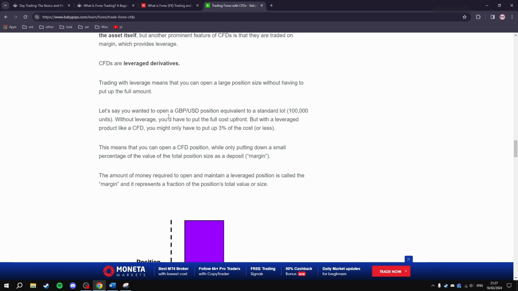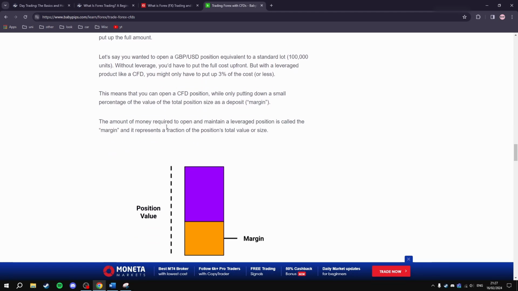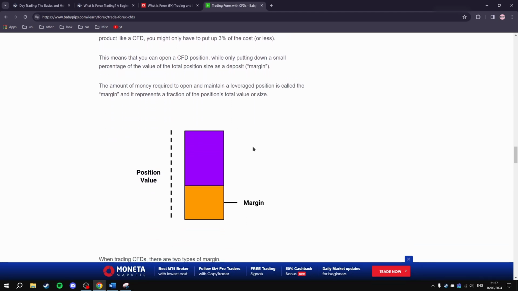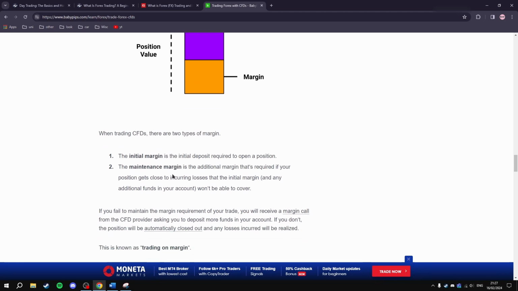The amount of money required to open and maintain a leveraged position is called the margin, and it represents a fraction of the position's total value or size. When trading CFDs there are two types of margin. The initial margin is the initial deposit required to open a position. The maintenance margin is the additional margin that's required if your position gets close to incurring a loss that the initial margin and any additional funds in your account won't be able to cover.